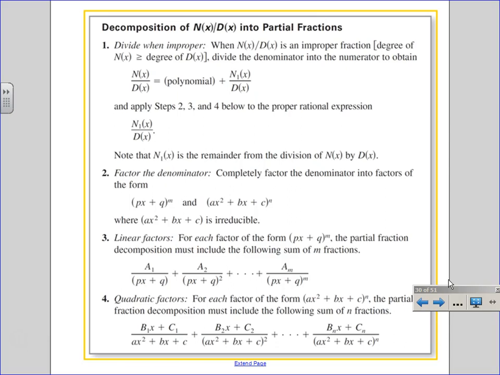What does number 2 say to do? Completely factor until whoever is irreducible, until whoever can't go anymore and still be real. Got to keep it real in here, at least for right now.